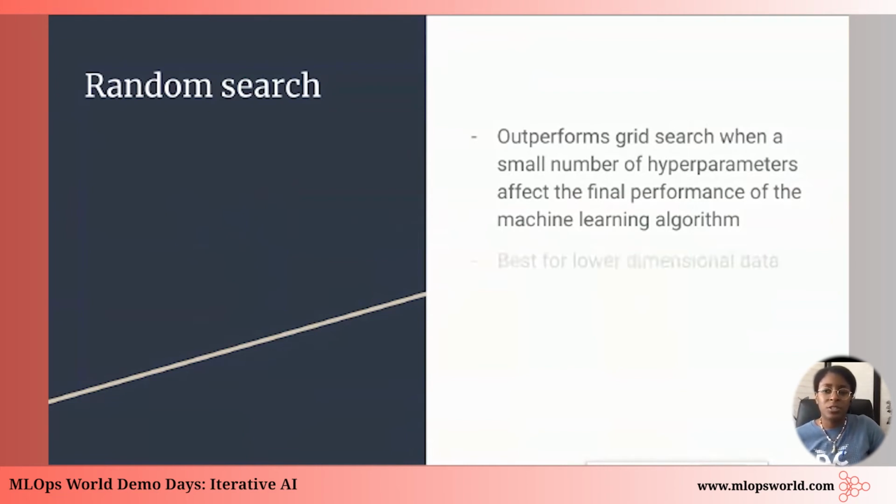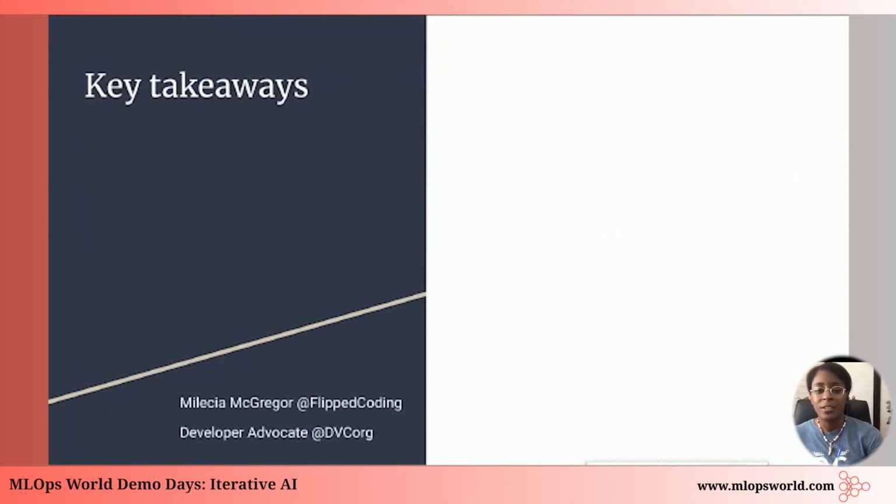And this is usually better for lower dimensional data, because when you start working with a lot more data or higher dimension data, it just takes a while to hop around randomly, and you have so many different options to hop around between. But I hope that the little demo of doing grid search with DVC was helpful, and you see how it can apply to your machine learning projects.